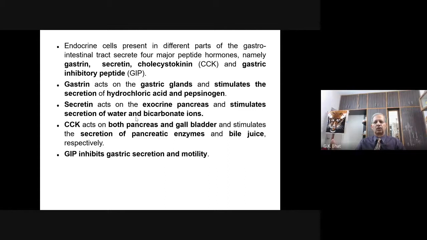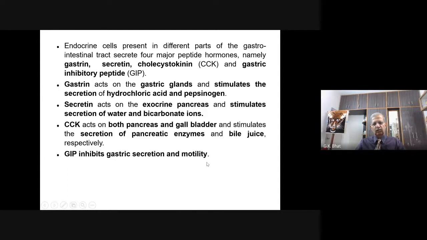You have heard about the chyme. The CCK, cholecystokinin, acts on both the pancreas and gallbladder and stimulates the secretion of pancreatic enzymes from the pancreas and bile juice from the gallbladder. And GIP, gastric inhibitory peptide, inhibits gastric secretion and motility.